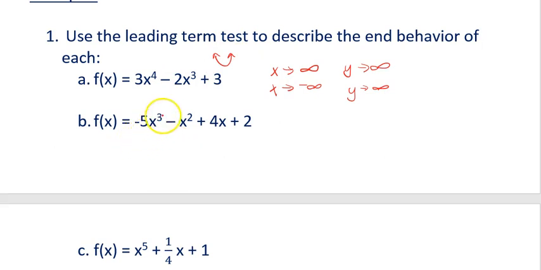Part B, it's an x cubed graph, but the leading coefficient is negative, so it has a vertical flip. So it's going to be sort of like this. Again, I want to address what happens as x goes to infinity and what happens as x goes to negative infinity. So as x goes to infinity, the right side, y is going down, so negative infinity. As x goes to negative infinity, which is the left side, y is going up, which is positive infinity.